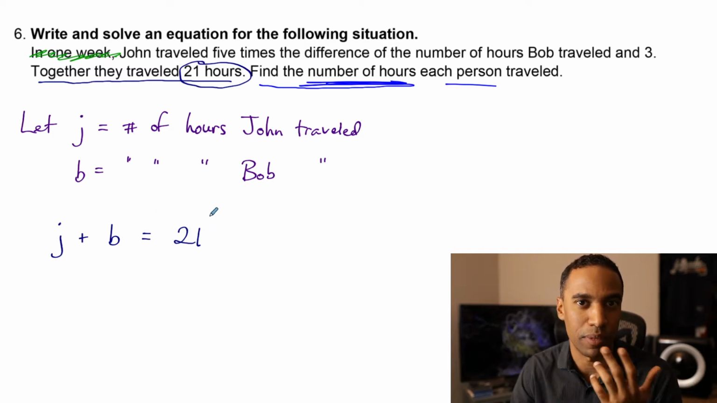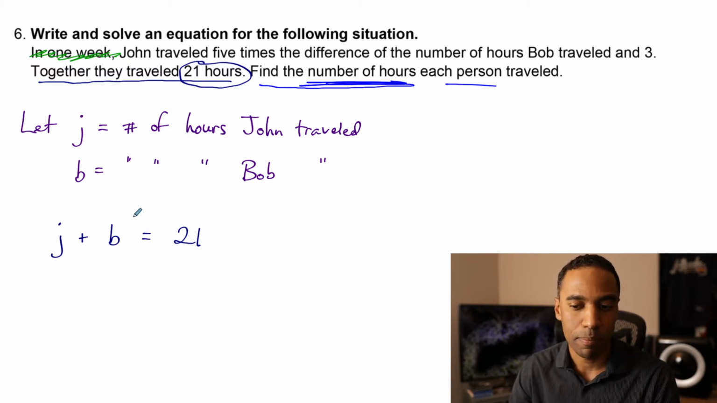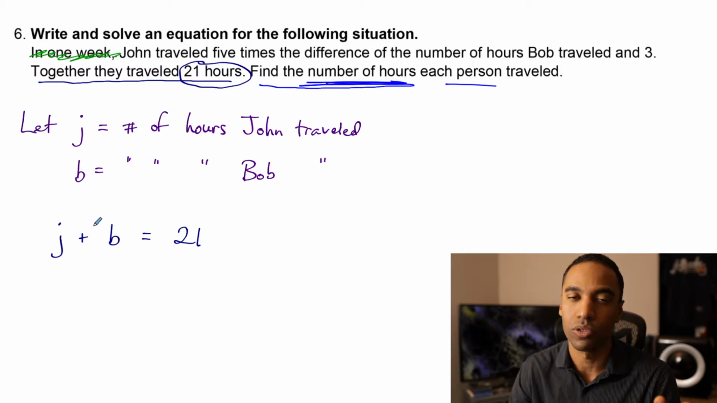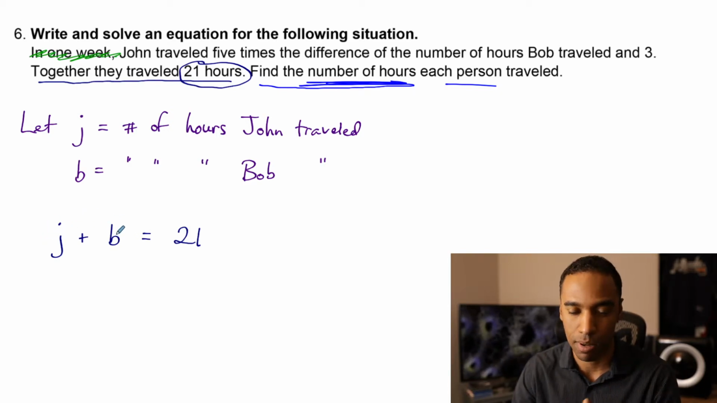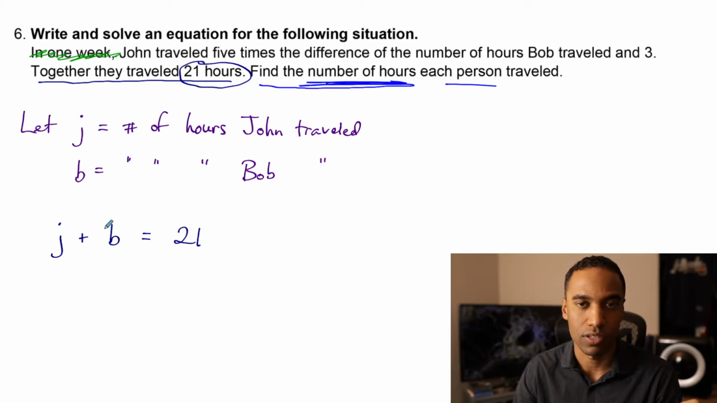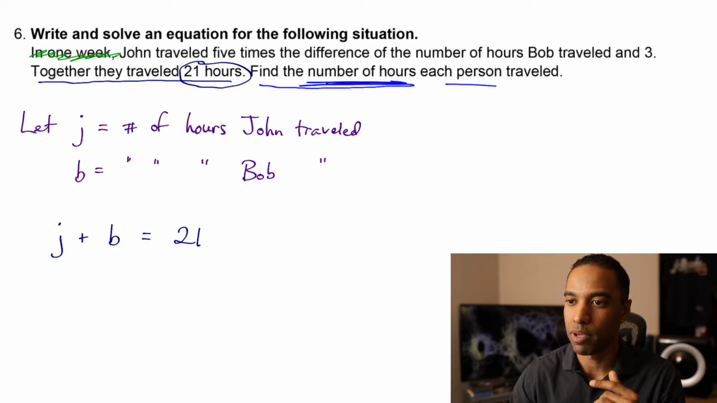And if I say solve for b and j, you can't just do that because there are a lot of solutions here. John could have traveled for 1 hour, Bob for 20. John for 10, Bob for 11. There are a lot of answers. So we use this other bit of information that they have up here.